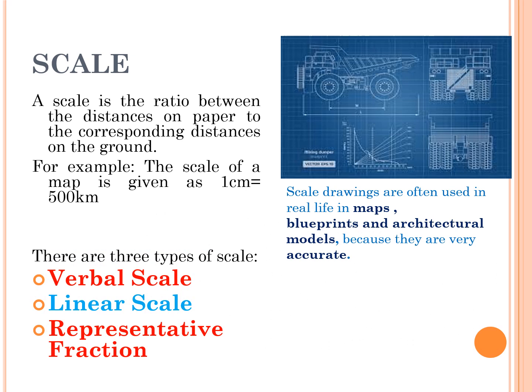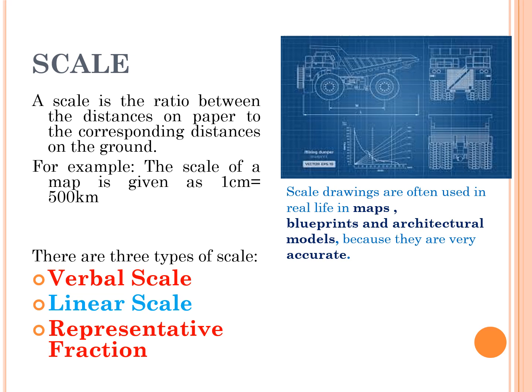When we look at a map, say that of India, we know that it is not its actual size. So how is a large area on the ground fitted on a small size of paper? This is done with the help of a scale. A scale is defined as the ratio between the distances on the paper to the corresponding distances on the ground. Let's take an example. The scale of a map given as 1 centimeter equal to 500 kilometers states that 1 centimeter on the map is equal to 500 kilometers on the ground.